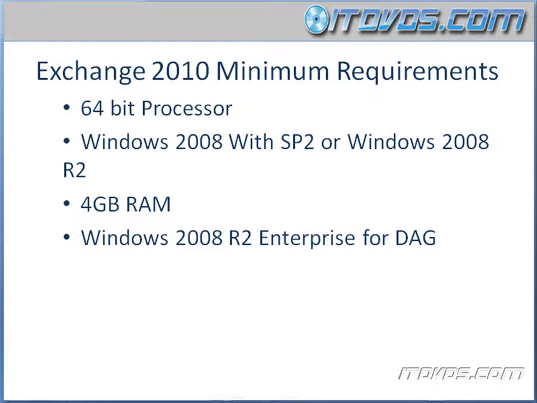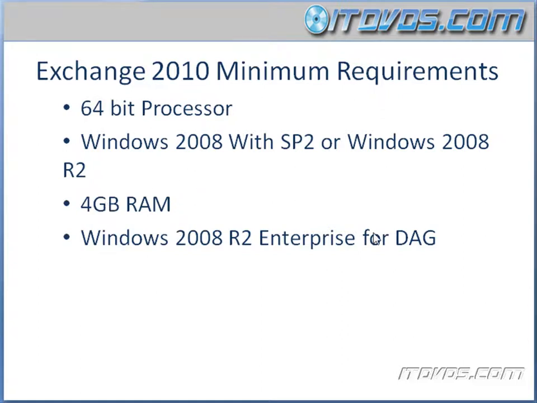The minimum requirements to install Exchange 2010 are going to be a 64-bit processor, and that's because Exchange 2010 is a 64-bit application. There is no 32-bit version. And also we're going to need Windows Server 2008 with Service Pack 2, or we can install it on Windows Server 2008 R2. And both of those need to be 64-bit edition, again, because Exchange 2010 is 64-bit. At a minimum, we're going to need 4 gigs of RAM.